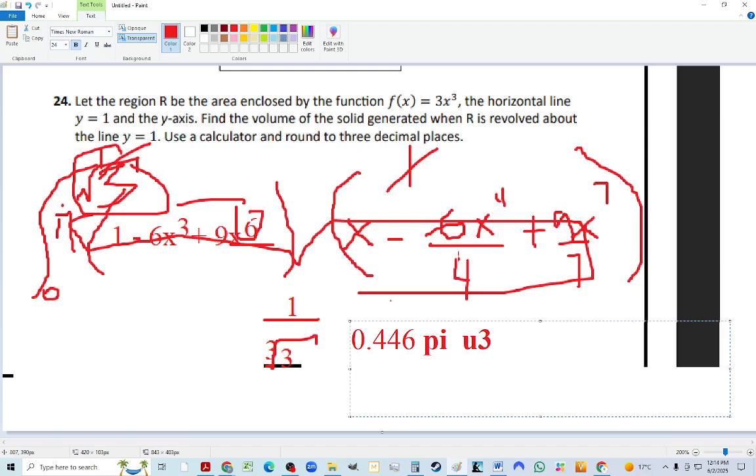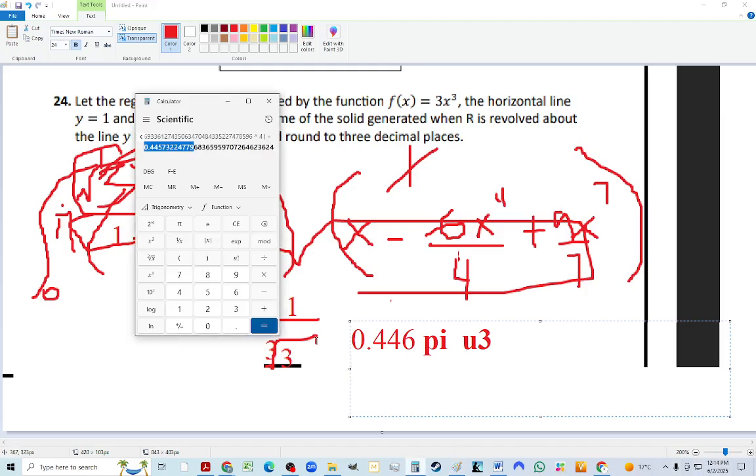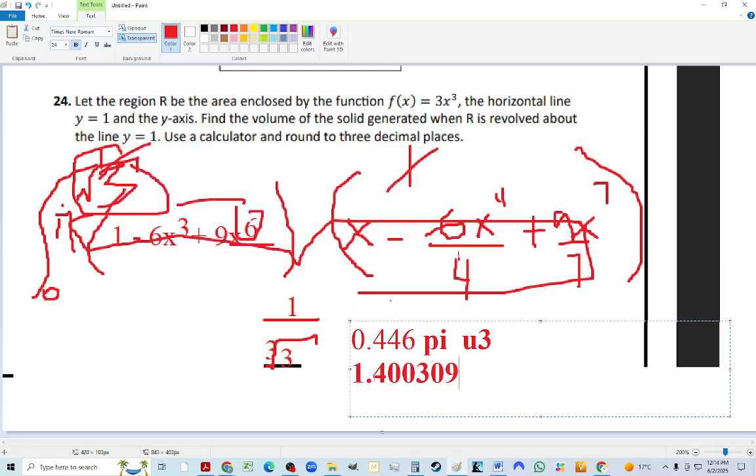However, some teachers want you to multiply the pi out. And this is what it would be to 3 decimal places, units cubed. If it was liters, it would be 0.466 times pi liters cubed. I believe that's the answer.